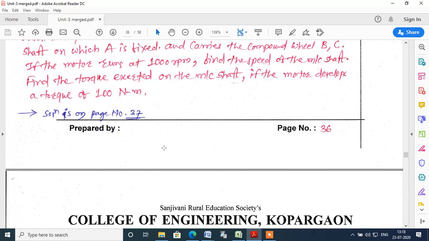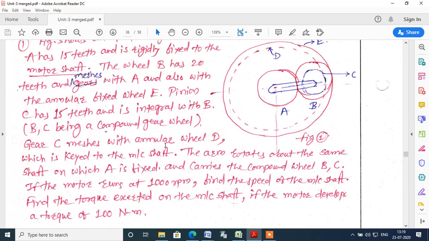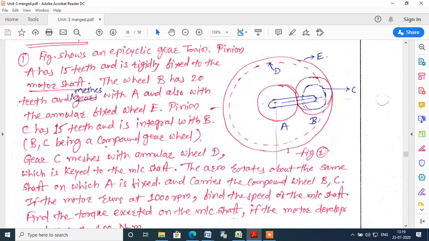Okay, so this is the problem statement, correct? So you can write down the problem statement at your end. So this is a very good problem.